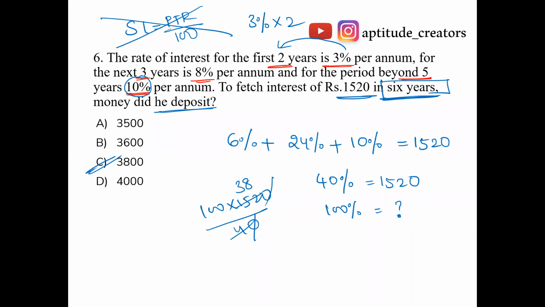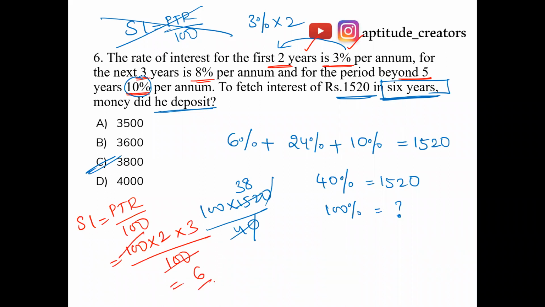If you are confused about why you are multiplying, what is the formula here? SI is equal to PTR divided by 100. Now, considering the principal as 100 rupees, the time period given is 2 years for the first case, and the rate of interest is given as 3%. Divided by 100, 100 is cancelled out. We can say 6. Correct? Yes, that is the thing I have written here. 6. Now, what about next? 3%, 3 years, 8%, 24. Next, 10%. Total interest is equal to 1520. Okay. Moving forward to the next question.